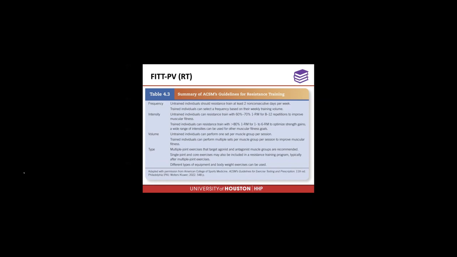Intensity, untrained start with 60 to 70% of 1 RM. Trained can do a higher intensity. Volume, we start beginners with 1 set per muscle group. If they're not severely deconditioned, we can move them on to 2 sets pretty soon, like after 2 weeks or so. We don't have to stick them at 1 set for excessive periods of time. In type, we want to do both multi-joint and single joint exercises, as well as exercises that strengthen the core.